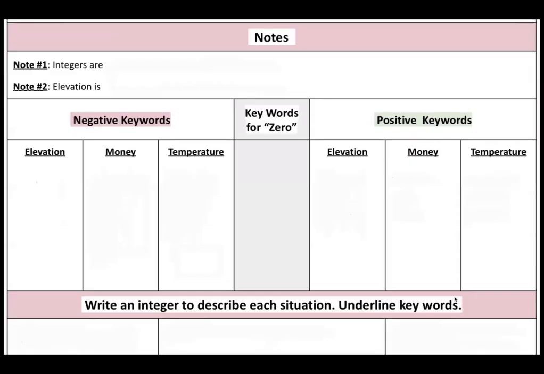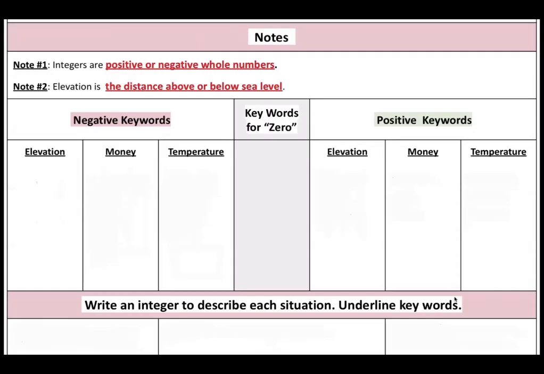Our first note today, and make sure you're writing with me: integers are positive or negative whole numbers. So 6, -8, 12, those are all integers. Now, elevation is the distance above or below sea level. So if you're scuba diving, you are below sea level. So let's talk about some more key words for positive and negative numbers, but also for 0.